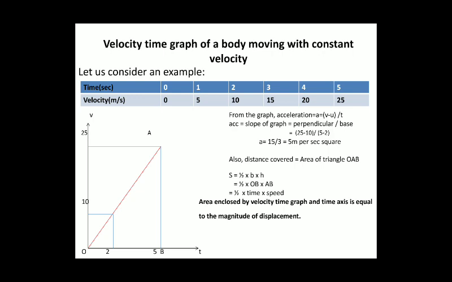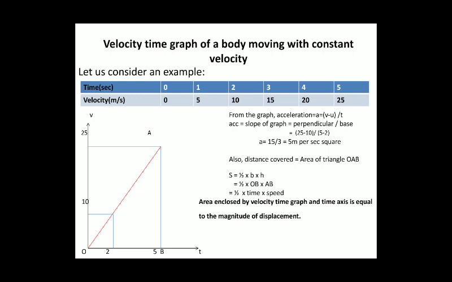So from the graph, acceleration is the change in the velocity upon time. And this change in velocity, if you see the perpendicular, is nothing but the change in velocity, because that line is parallel to the y-axis. So change in velocity 25 minus 0, or you can take 25 minus 10 for this portion, and the related time, that is 5 minus 2. So 15 upon 3, that is 5 meter per second square. So it means you are calculating the slope. So slope of a velocity time graph gives us the acceleration.